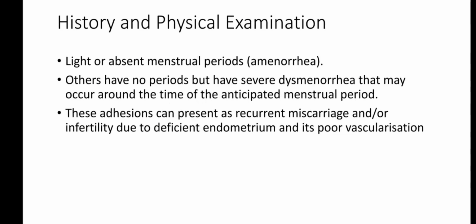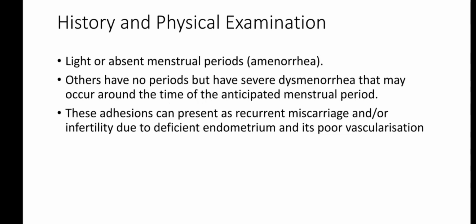History and physical examination. Patients with Asherman syndrome may have light or absent menstrual periods. However, some patients may have normal periods based on the surface area of the cavity that is affected. Others have no periods but have severe dysmenorrhea that may occur around the time of the anticipated menstrual period.